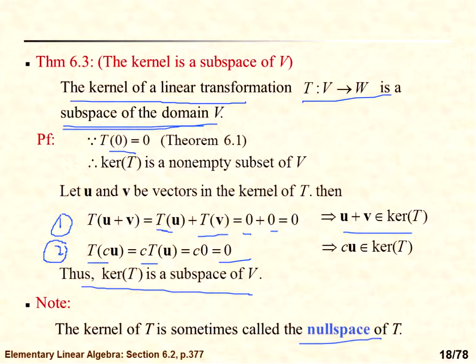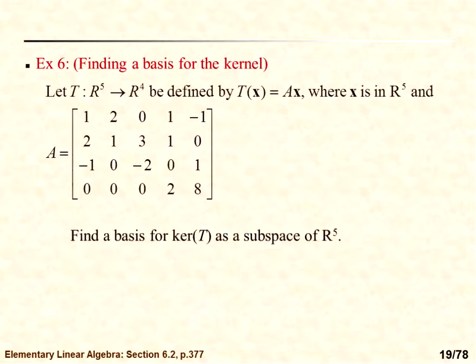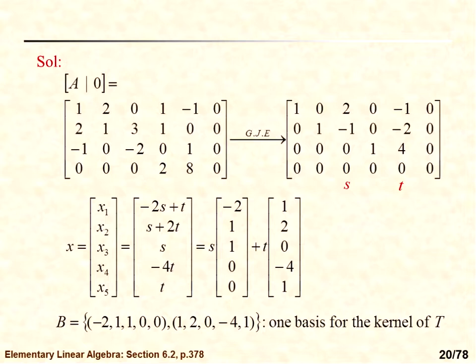And the kernel of T is sometimes called the null space. Either we say kernel T or we say null space of T. So let there be a transformation from R5 to R4. We define transformation of x equal to Ax, where x is in R5. So find the basis for kernel T as a subspace of R5.